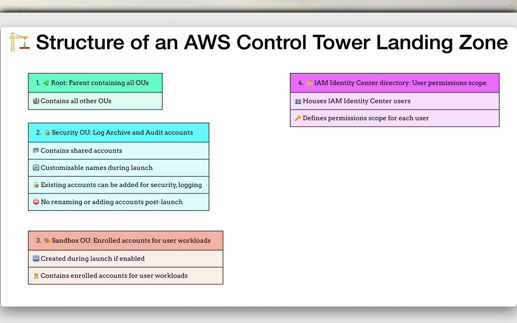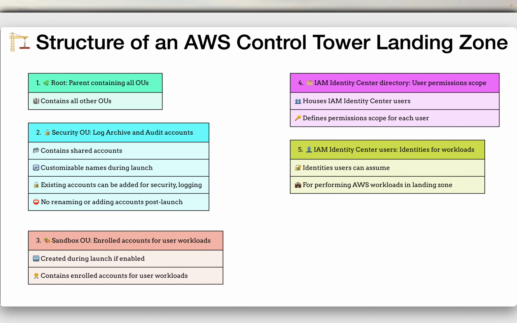Then we have IAM Identity Center. IAM Identity Center directory houses your IAM Identity Center users. So just remember, IAM Identity Center is AWS single sign-on, and the IAM Identity Center directory houses your IAM Identity Center users and defines the scope of permissions for each user. IAM Identity Center users are the identities that your users can assume to perform their AWS workloads in your landing zone.